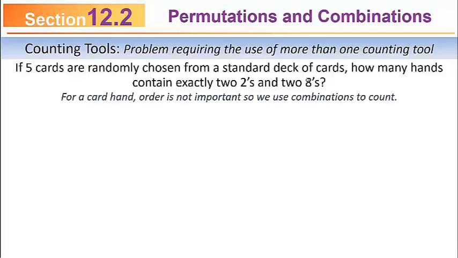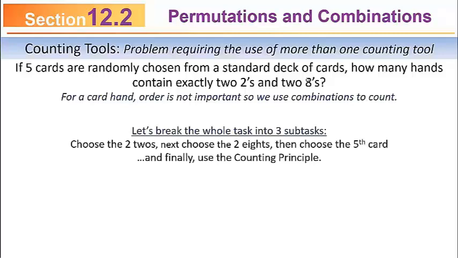And again, for the same reason as was true for the other problem, order doesn't matter, so these are going to be combinations. And also, like the last problem, it's actually going to be a counting principle problem at the base. But this time, there are 3 stages. This is a 3-stage experiment. The first stage, you're going to choose your 2s. Second stage, you're going to choose your 8s. And if you're going to choose 2 2s and 2 8s, and there are 5 cards, that means you've also got to choose a 5th card.